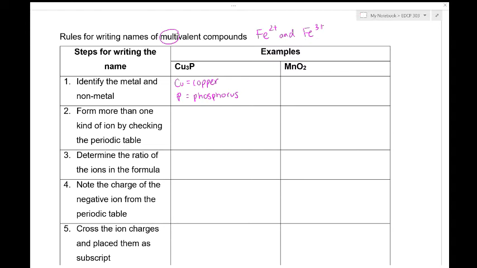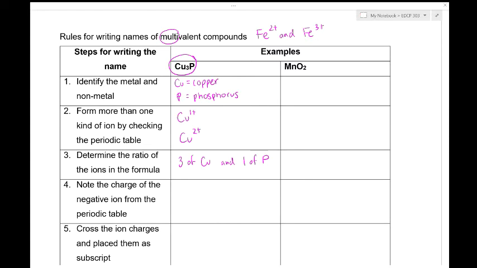Looking at the periodic table, copper forms more than one charge. Copper could form 1+ and it could also form 2+. So now we have to decipher which one this formula used. Did it use copper(I) or copper(II)? Step 3 tells us to determine the ratio of the ions in the formula. Looking at Cu3P, we know that there are 3 of copper and 1 of P. So we know that P will have a bigger charge and Cu will have a smaller charge.